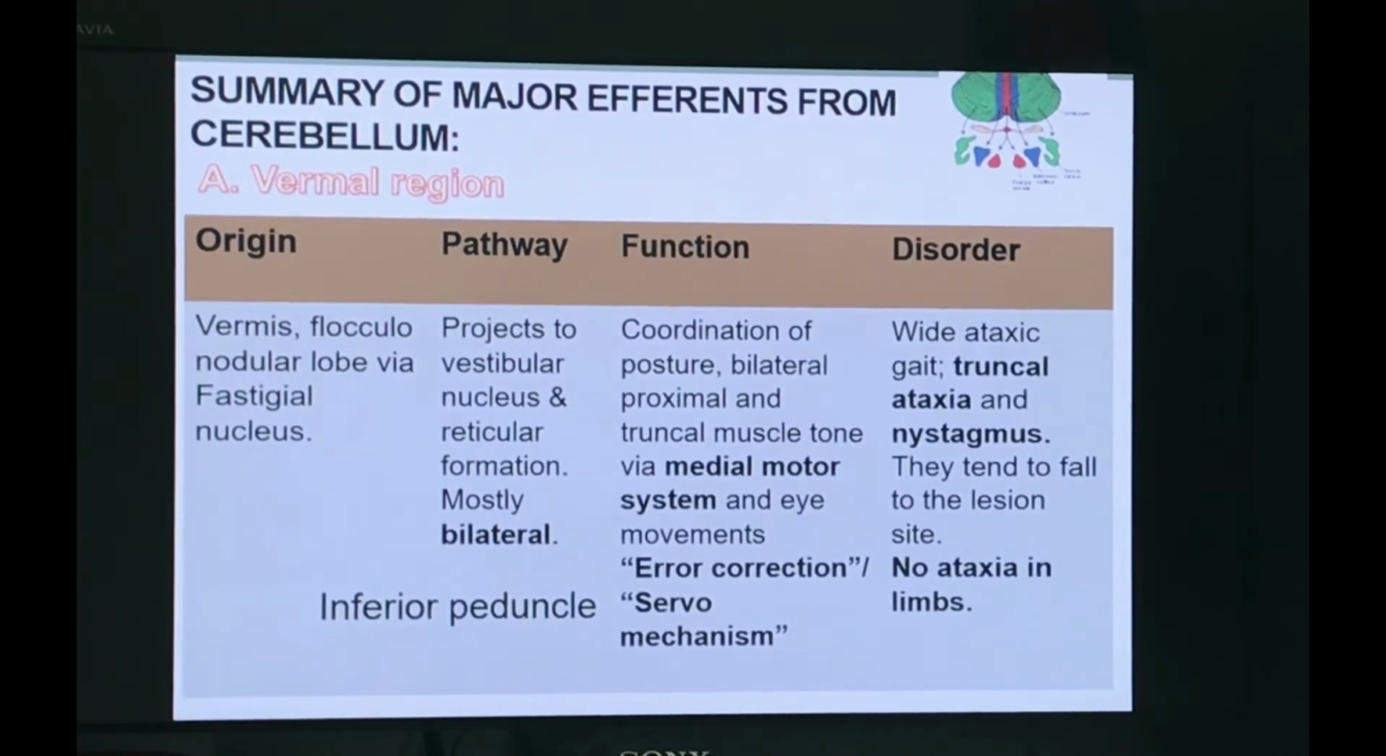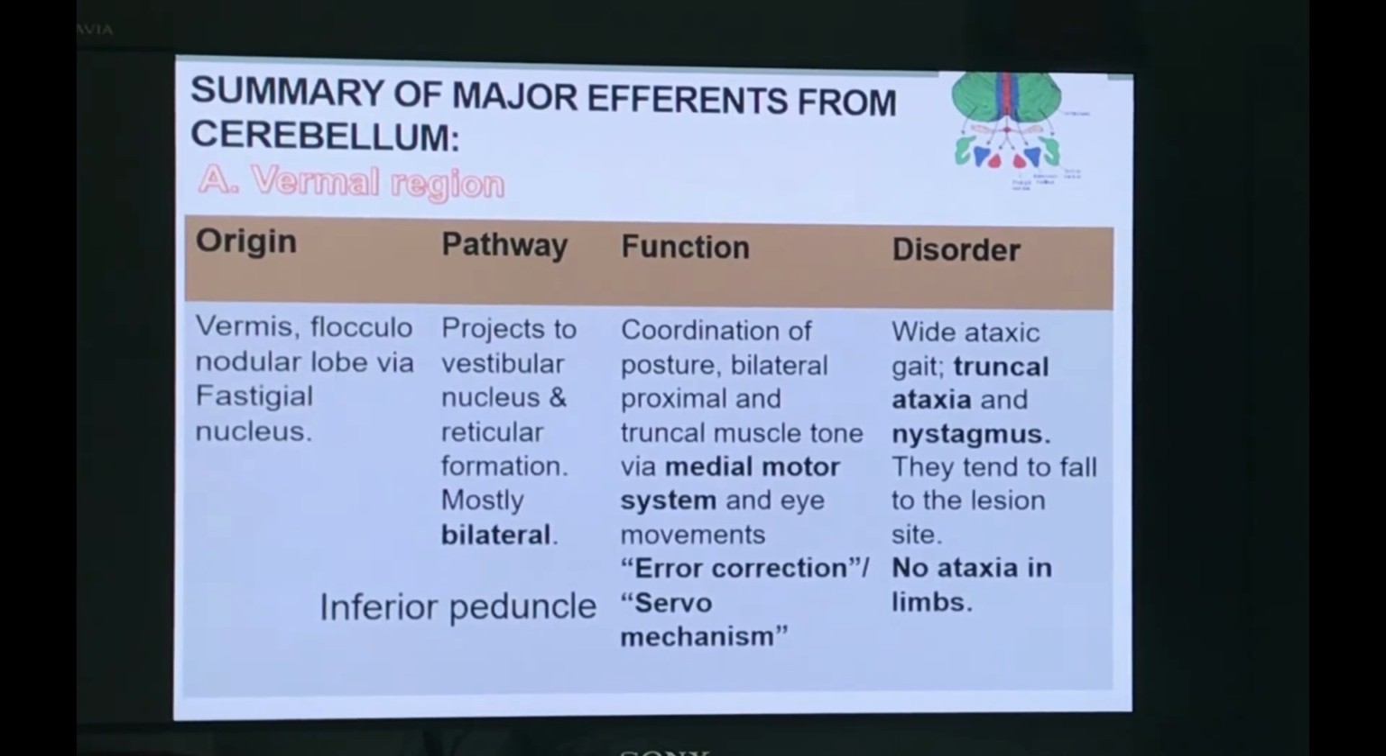So it is mostly bilateral. They mainly help in coordinating the posture, the muscle tone, the proximal muscles and the truncal muscles. The truncal muscles include the head and neck area, the chest and the abdominal area. The proximal group of muscles, in the upper limb, includes shoulder and arm, pectoral girdle, and in the lower limb it includes hip and the thigh area. Since it is going to the vestibular nuclei, they also help in coordination of eye movement. So they mainly have error corrections.